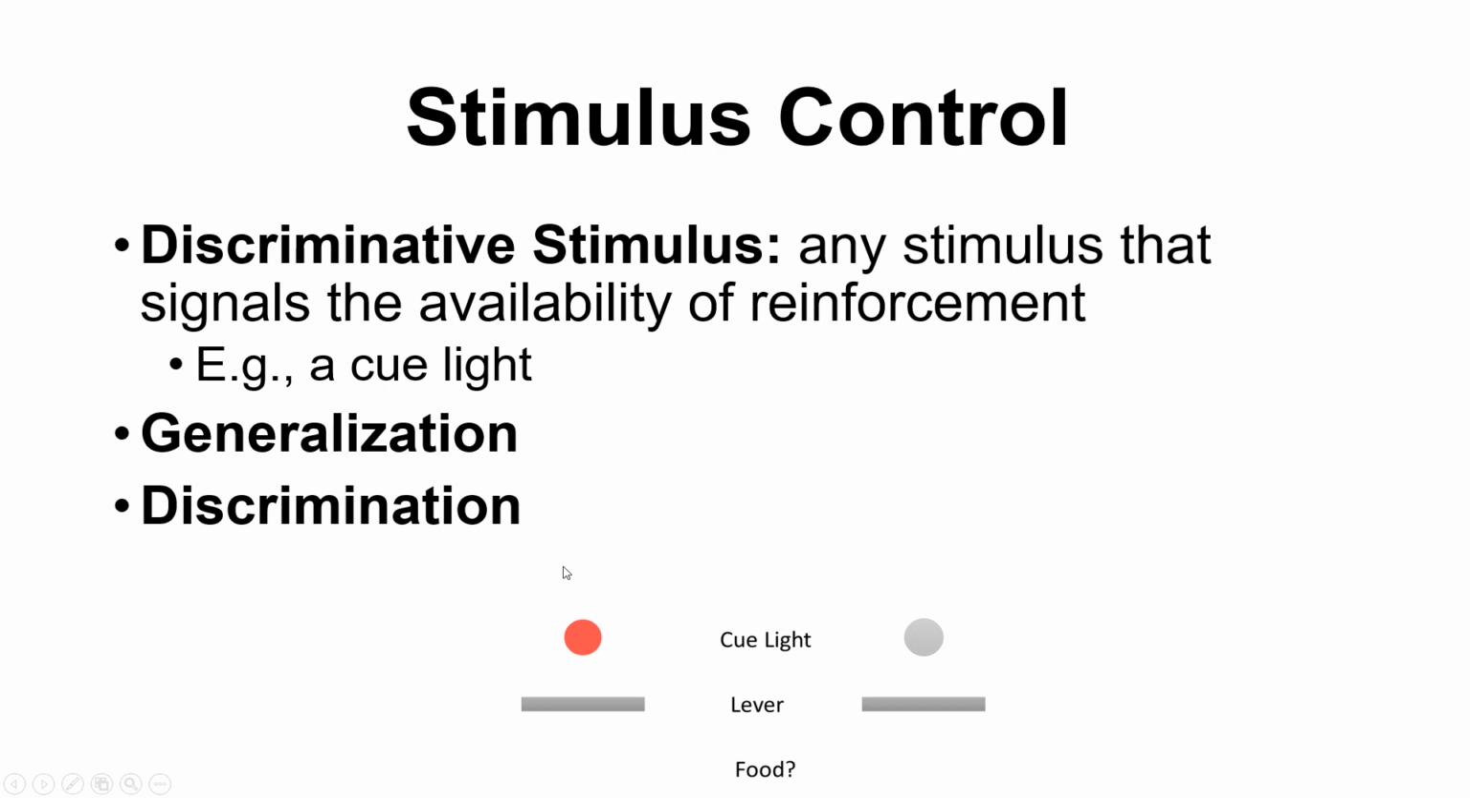So this stimulus allows us to discriminate whether we're going to get our outcome or not when we do our behavior. So it's setting up the conditions that we're operating in. So the animals will learn that when the light is on, if I press the lever, I get food. If the light is off and I press the lever, I don't get food.